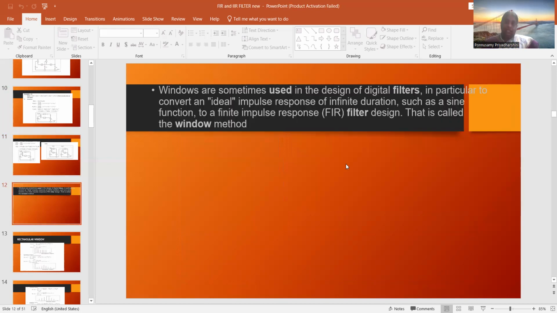And the next important point of this FIR filter design is windowing techniques. So what are the windowing techniques? Windows are sometimes used in the design of digital filters, in particular to convert an ideal impulse response of infinite duration, such as the sinc function, to a finite impulse response filter design. That is called the window method.